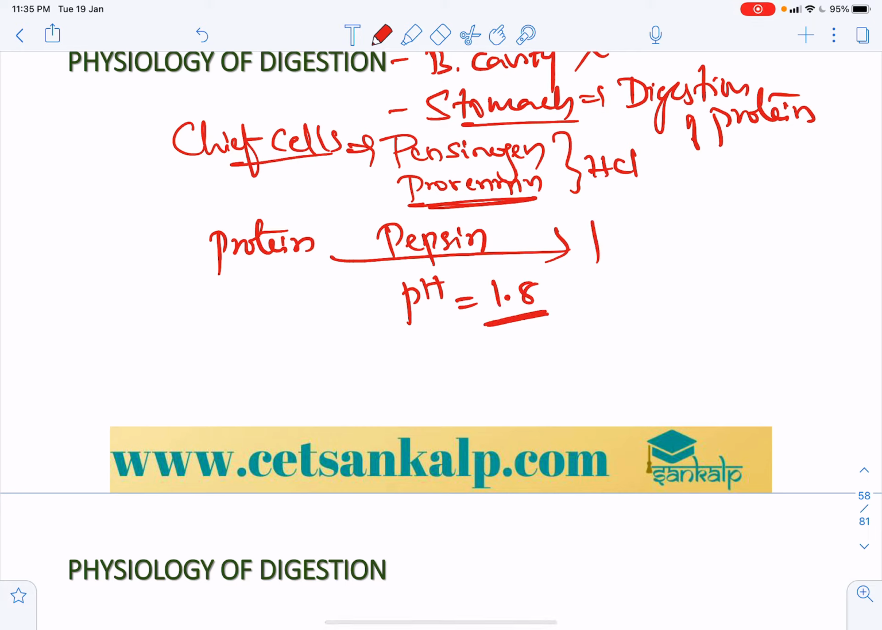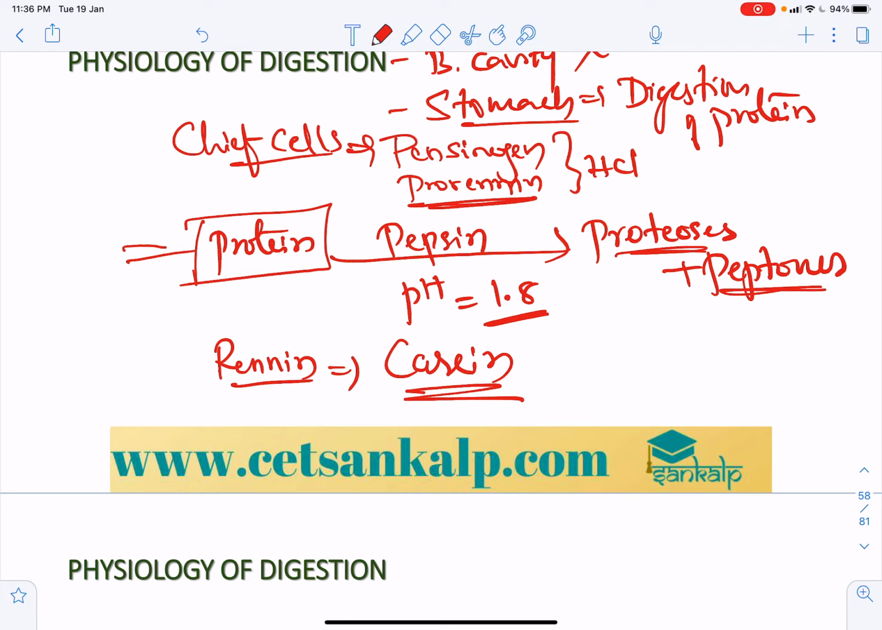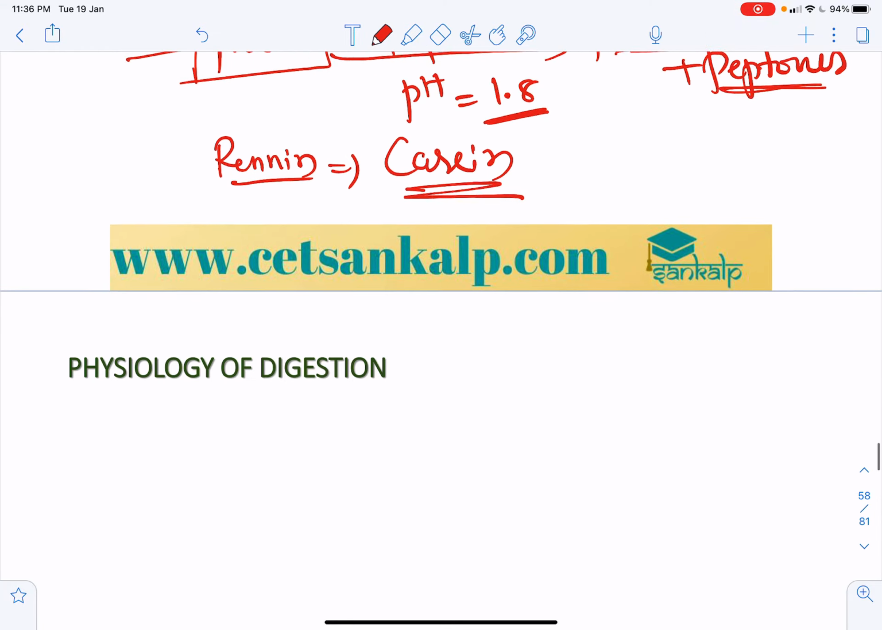So in that condition, protein will be converted into proteoses and peptones in the presence of pepsin. And one more enzyme, renin, we already discussed, acts on the milk protein called casein, right? And next, in the duodenum, what happens, right?